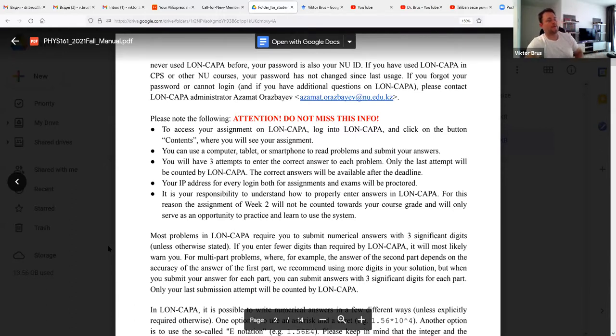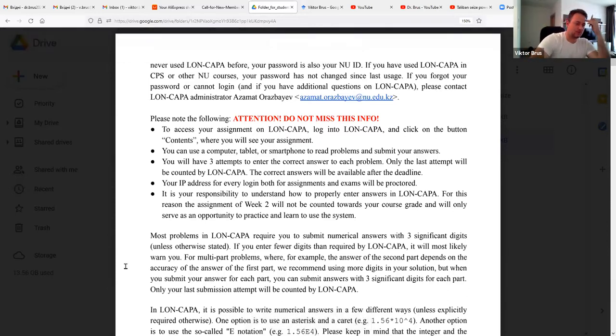In case during a home assignment, or during your midterm or final exam, you are convinced for 100% that there is some issue with one of the problems provided for you, let's say there is some missing input information, or, from your point of view, after many checks, you believe that you provided the correct answer, but LonCapa didn't accept it.